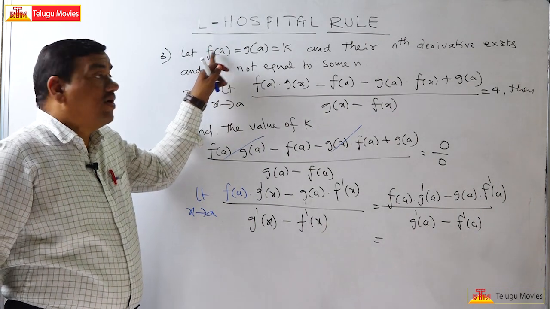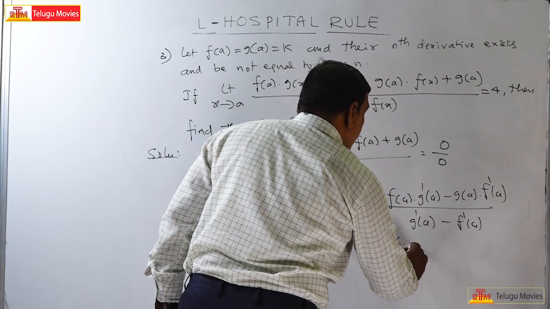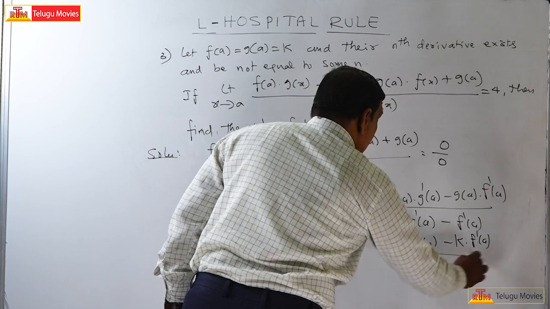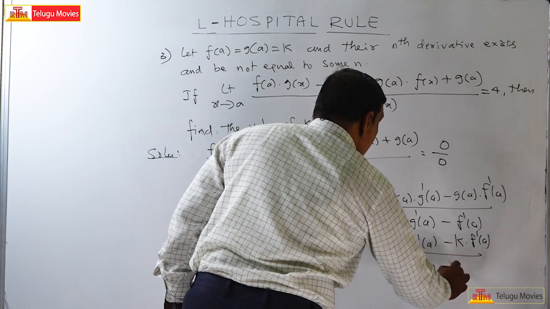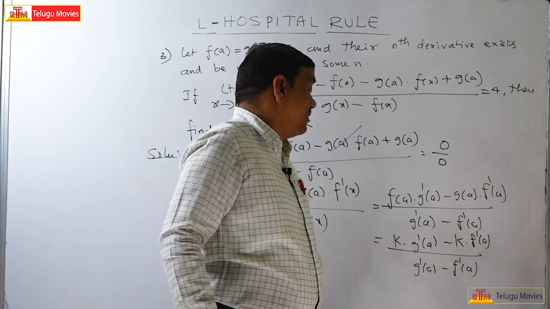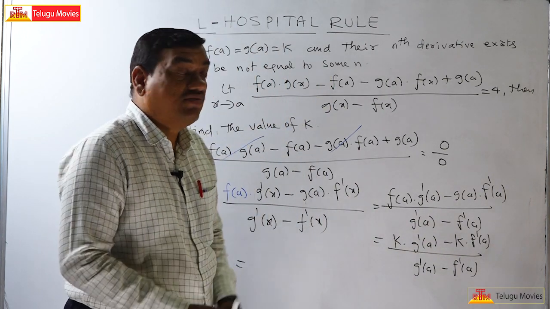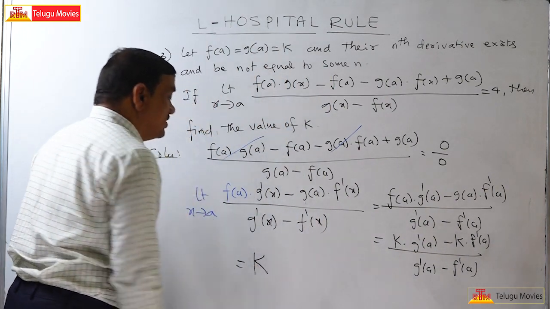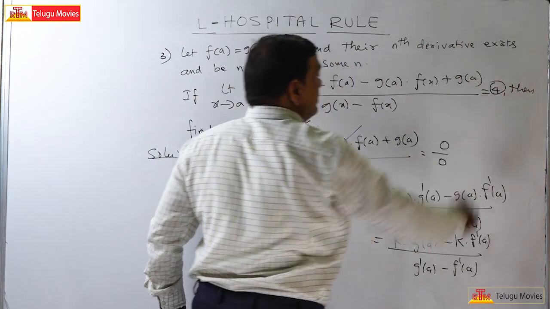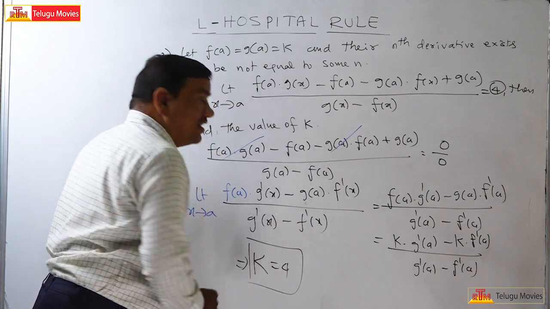Already it is given that f of a value is k, and g of a value is also k. So substitute here k into g dash of a minus k into f dash of a, divided by g dash of a minus f dash of a. Now take the k common outside, and g dash of a minus f dash of a divided by g dash of a minus f dash of a will get cancelled. We will get the value k. This is given as 4. Therefore, k is equal to 4 is the final answer.